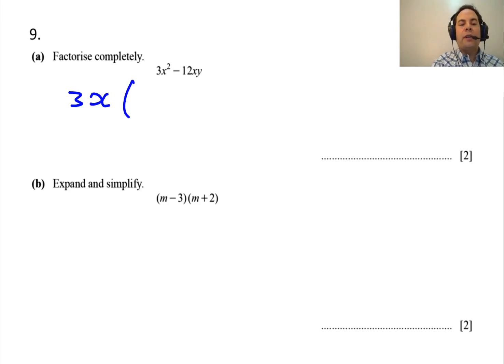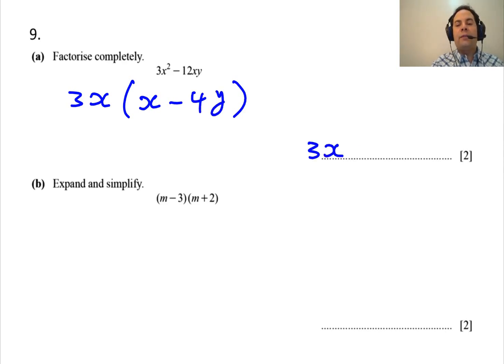When you take 3x outside, you have to write the remainder by dividing: 3x squared divided by 3x, the answer is x; minus 12xy divided by 3x, the answer is 4y. So the final answer is 3x multiplied by x minus 4y.